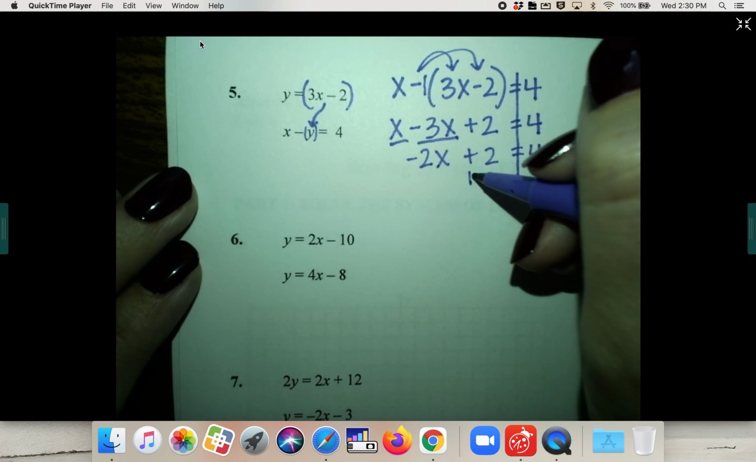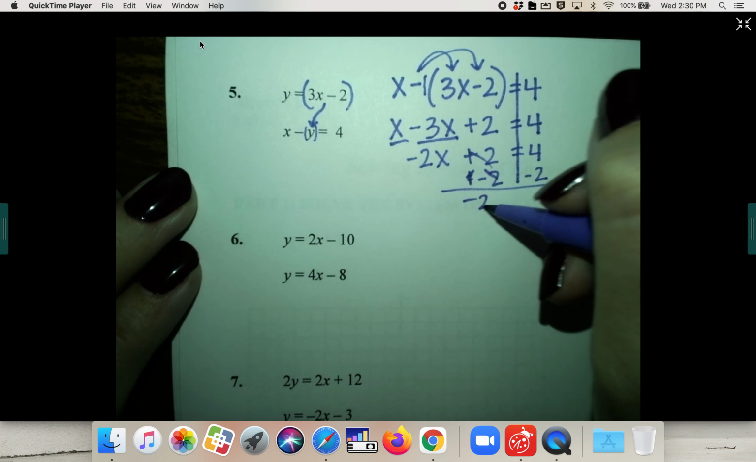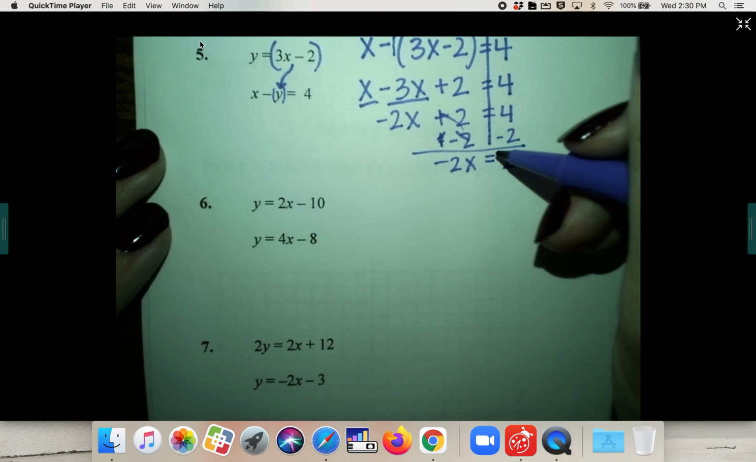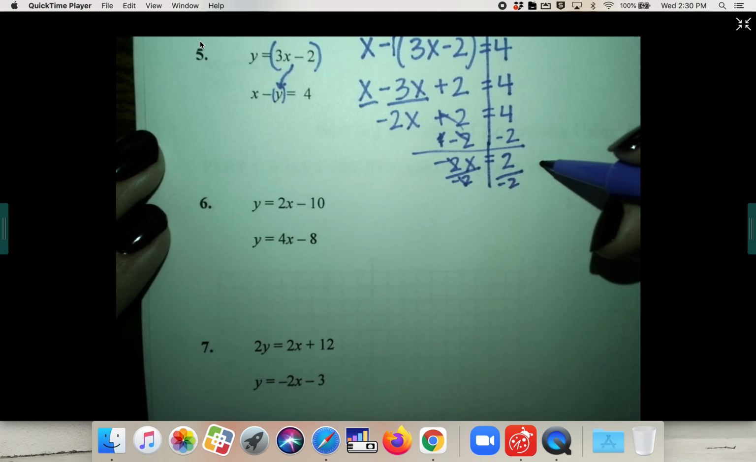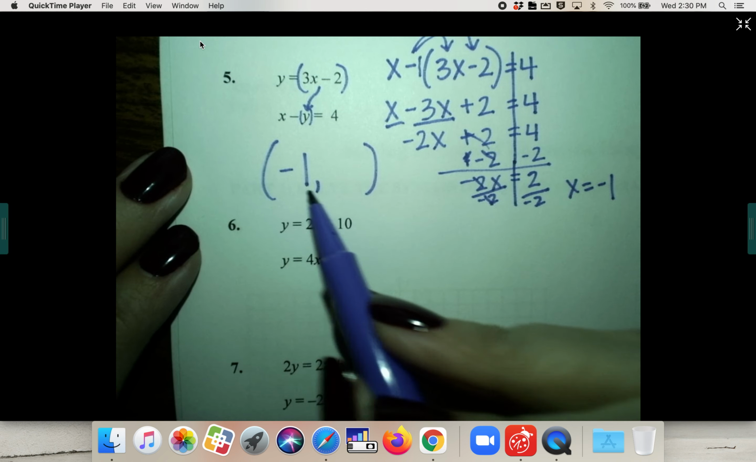I'm going to subtract 2 from both sides. I'm running out of room again. 4 minus 2 is 2. Divide both sides by negative 2. X would be equal to negative 1 again. So we have half of our answer. Our x coordinate is negative 1.